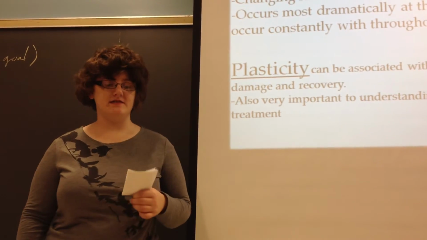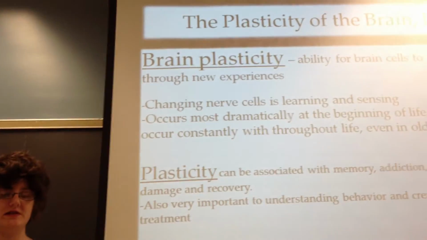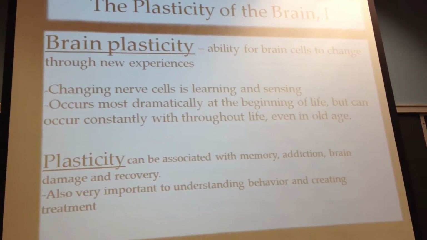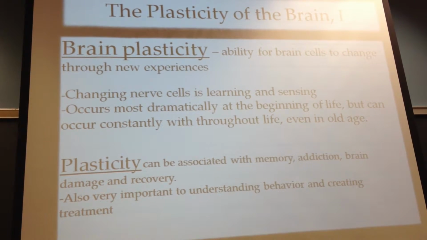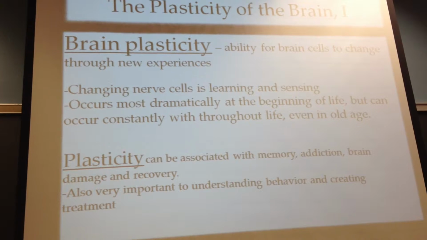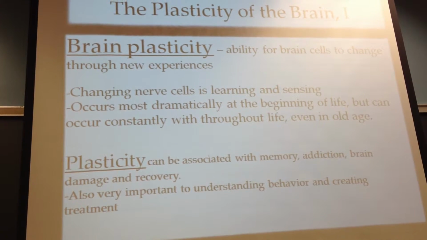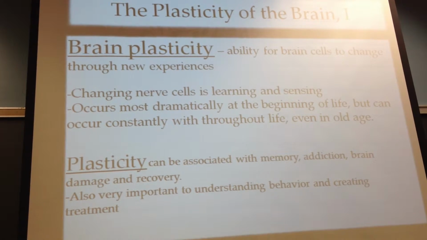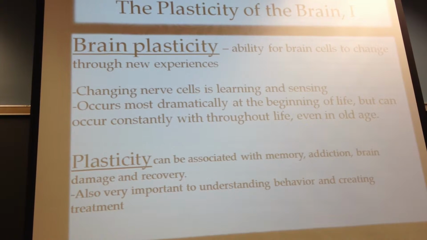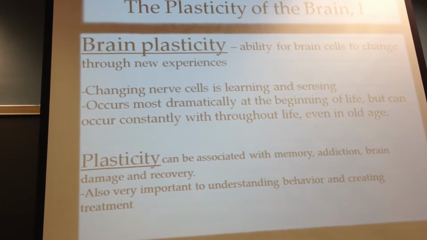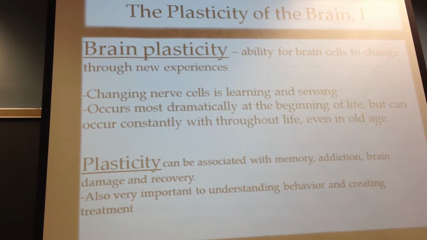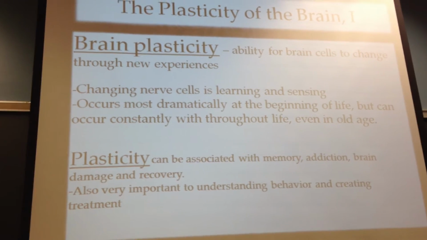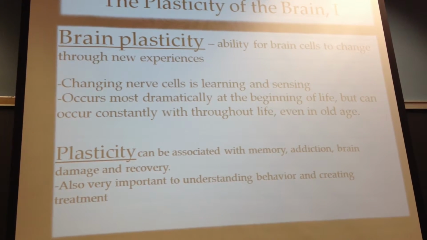I had brain plasticity. Brain plasticity is the ability for brain cells to change through new experiences. Changing nerve cells, which is learning and sensing, occurs most dramatically at the beginning of your life, in childhood and infancy, but with the right conditions, like keeping up your health and exercising, it can also happen in old age. Plasticity can be associated with memory, addiction, damage, and recovery, and it's also very important in understanding behavior and creating treatments.